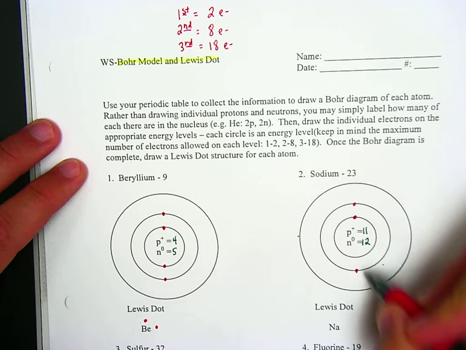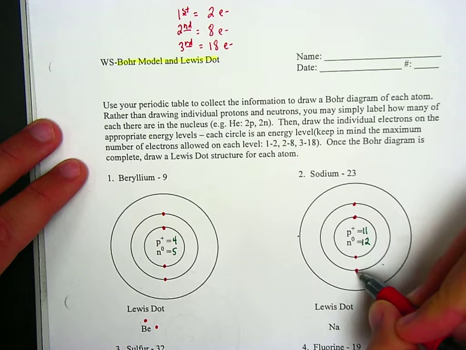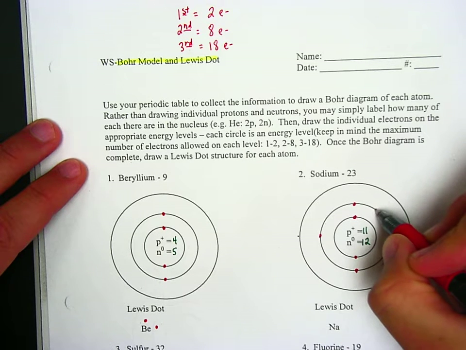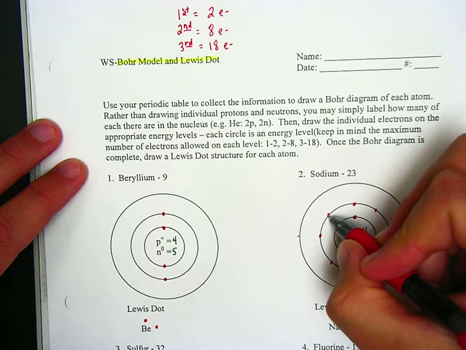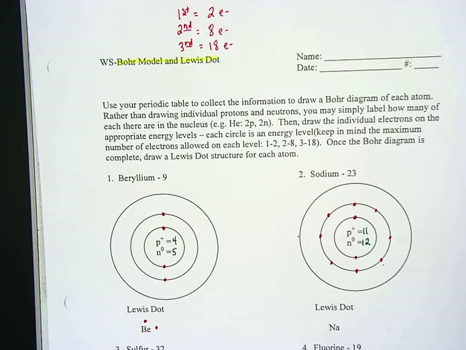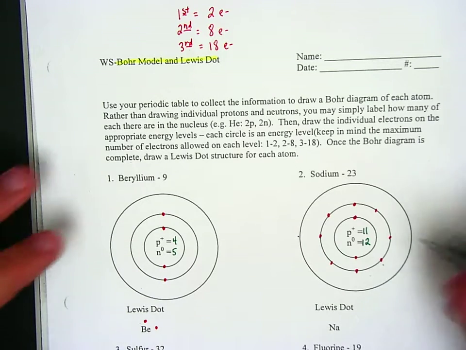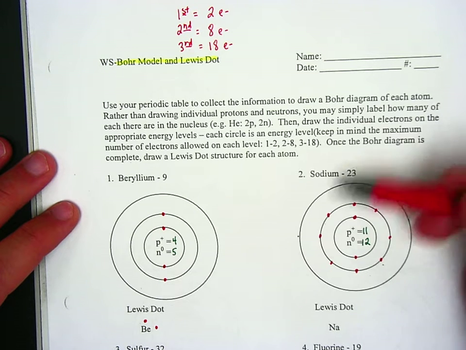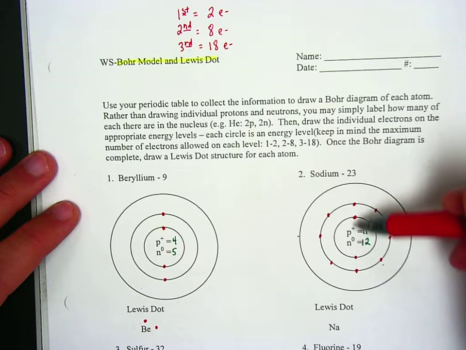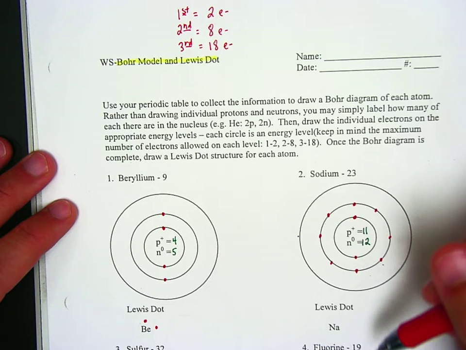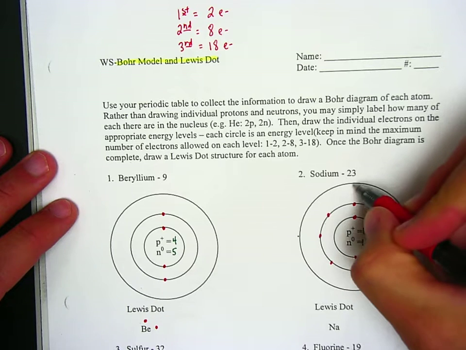So it's 1, 2, 3, 4, 5, 6, 7, and 8. And we place them like that because electrons have a negative charge, and they basically repel each other. They push away. So we space them out evenly. So this gives us a total of 10. 2 in the first level and 8 in the second level, 10. We need 11. So that single electron moves up to the third level. So it goes right there.